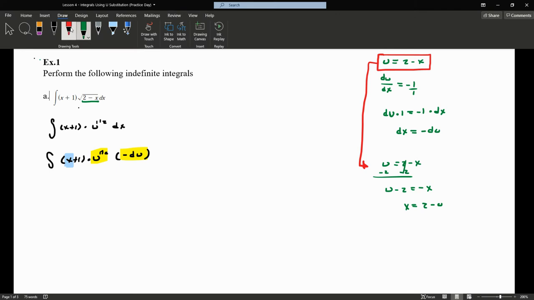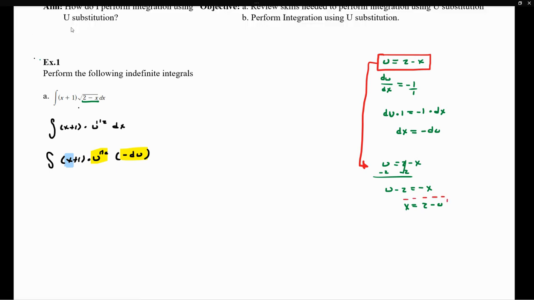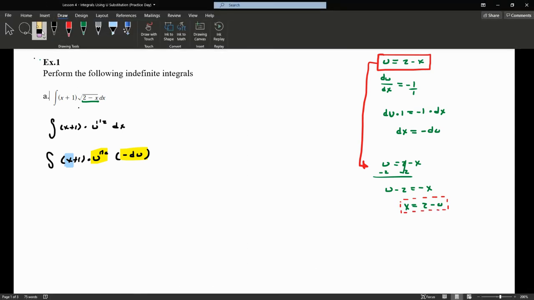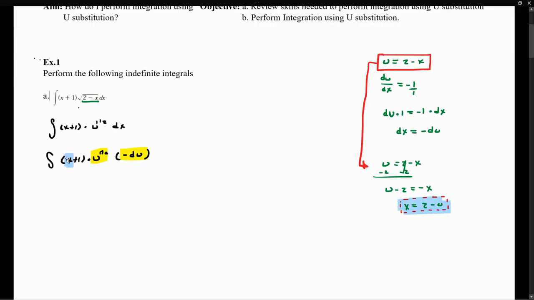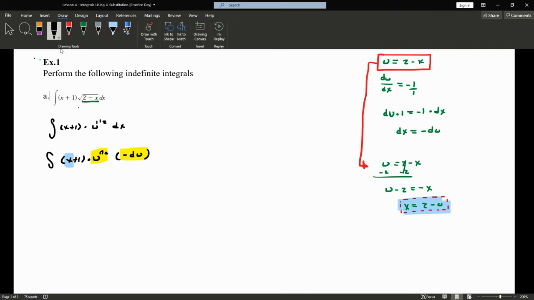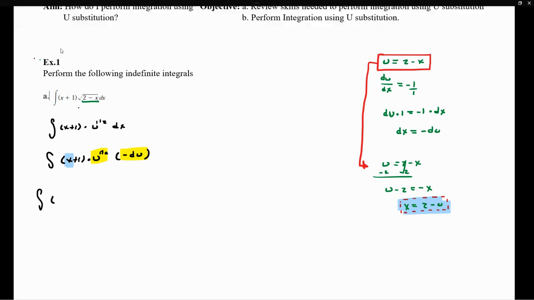Look at what we have accomplished. Now we know the representation of the x variable in terms of u. So we're going to come back to our integration, and now we're going to substitute x with the expression 2 minus u. Let's see how that is going to help us. So now we have the integral of 2 minus u plus 1 times still u to the 1/2. And now for the negative du, I'm going to pull the negative to the front and leave du there. So let me bring the negative to the front. And now we've got du.